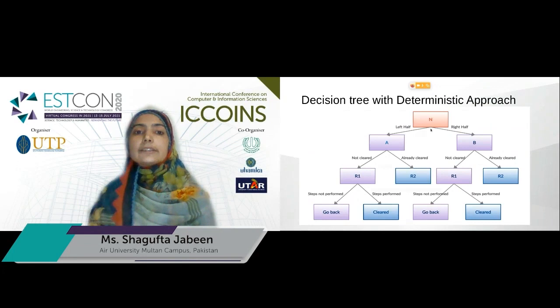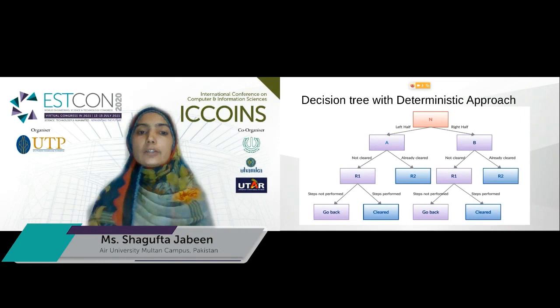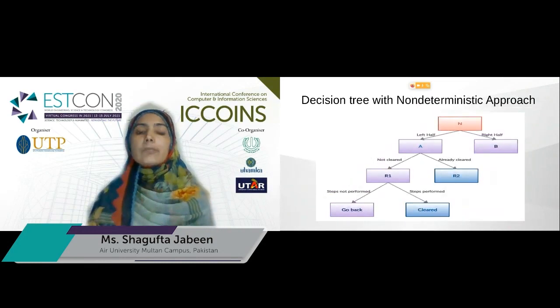This is the decision tree with deterministic approach. We have A and B parts of any area. So we are taking A and B simultaneously. We have to clean them simultaneously with the strategic algorithm. In the non-deterministic approach, we can clean any part first, and then the other part. Like we can clean a part first, and the remaining part in the other half.